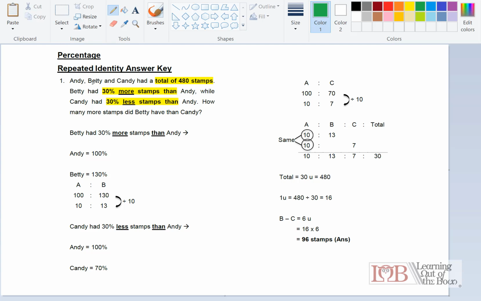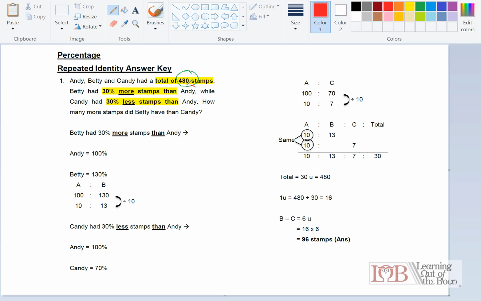Andy, Betty and Candy had a total of 480 stamps. Betty had 30% more stamps than Andy, while Candy had 30% less stamps than Andy. Okay, in this case, let's pause here for a while.